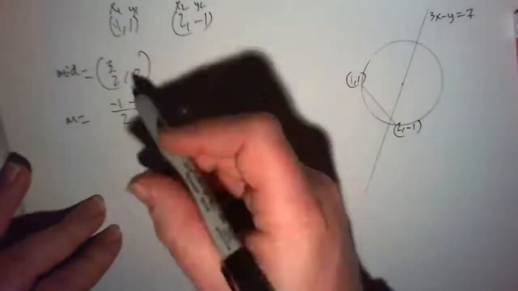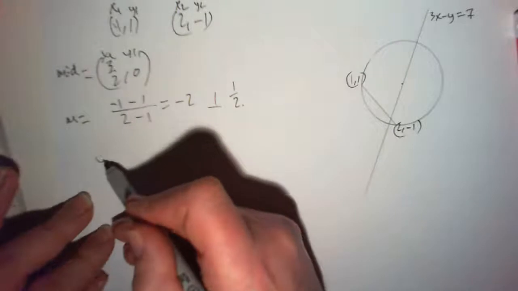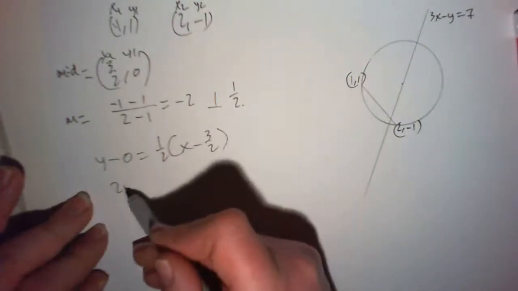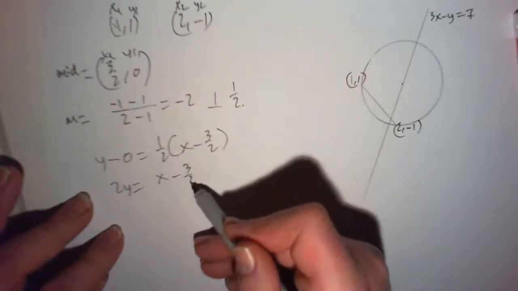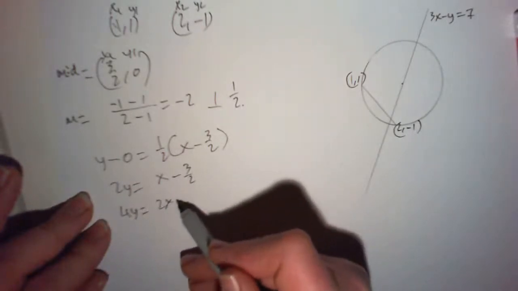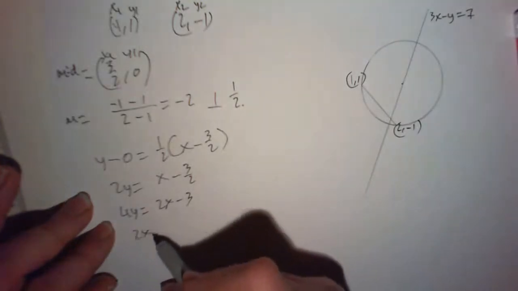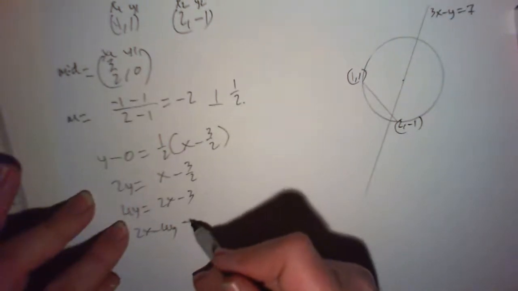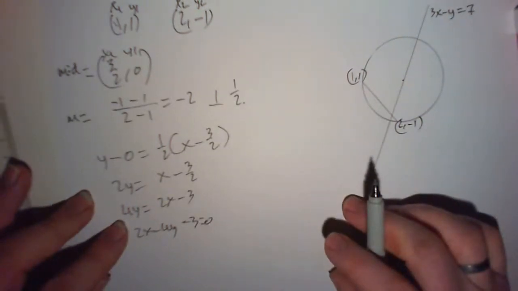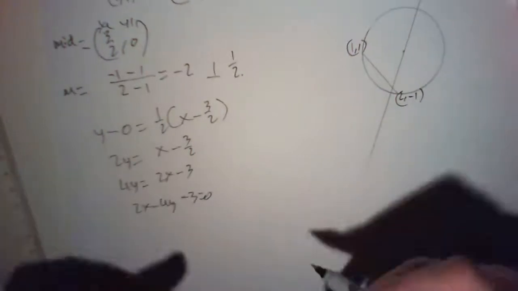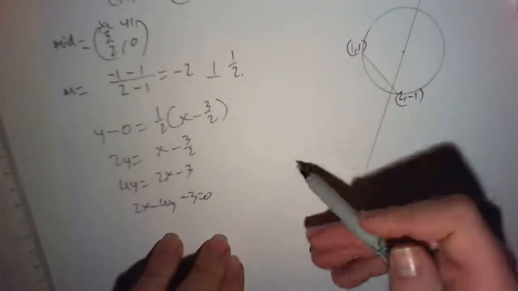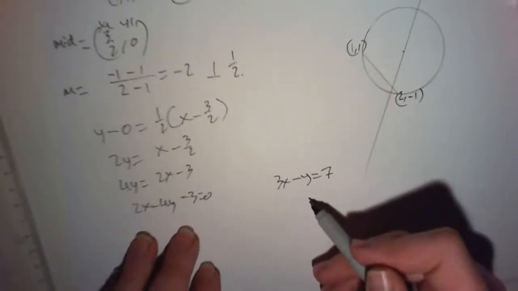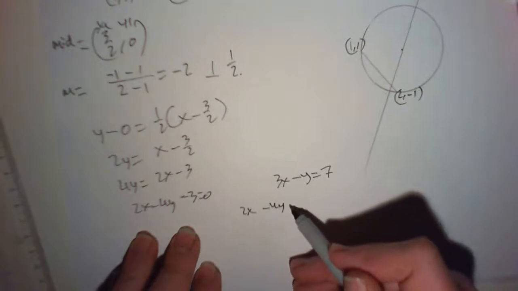Okay, so we've got our point, x1, y1. We've got our slope. So y minus y1 is equal to m on x minus x1. 2y is equal to x minus 3 over 2. 4y is equal to 2x minus 3. And that's 2x minus 4y minus 3 equal to 0. Okay. Let's put them together. I'm only a minute into this. So we're going to simultaneous that with 2x minus y is equal to 7. So, okay, 2x minus 4y equal to 3.